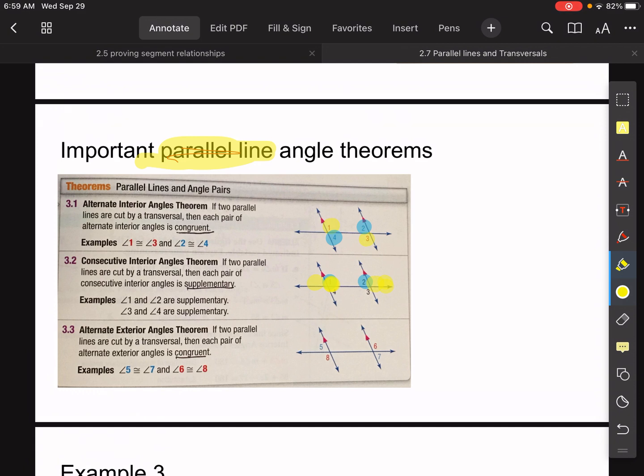Theorem 3.3 states the alternate exterior angle theorem. It states that if two parallel lines are cut by a transversal, then each pair of alternate exterior angles is congruent. So this angle and this angle have to be congruent, and then 5 and 7 also have to be congruent. So any alternate exterior angles, if the lines are parallel, have to be congruent. So let's look at this.